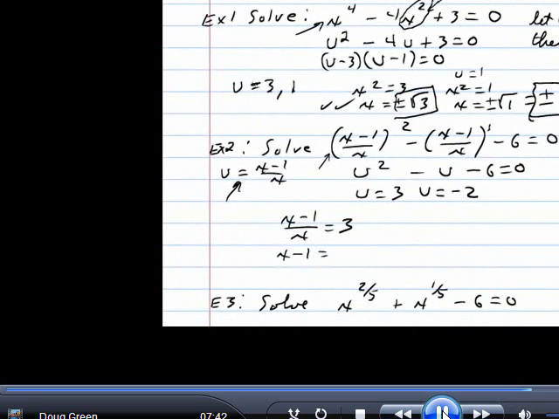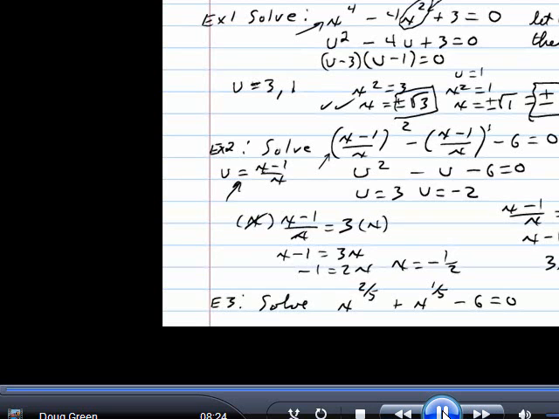X minus 1 equals 3x. That would be by multiplying both sides by the common denominator x. You'd get x minus 1 equals 3x. Negative 1 equals 2x. X equals negative 1/2. If I let u be negative 2, then I have x minus 1 over x is negative 2. X minus 1 equals negative 2x. If I take the negative 2x over to this side and the negative 1 over to that side, I get 3x equals 1. X equals 1/3.